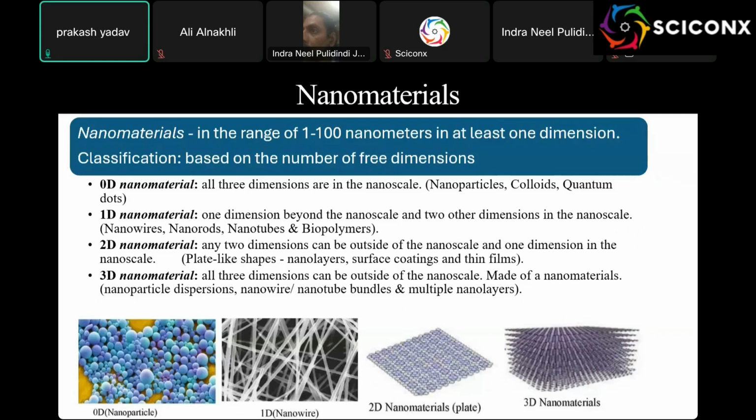But we have the z direction constrained at that particular size. So that's why we can say that this is a 2D nanomaterial. Plate-like shapes, nano layers, surface coatings and thin films are examples of 2D nanomaterials.